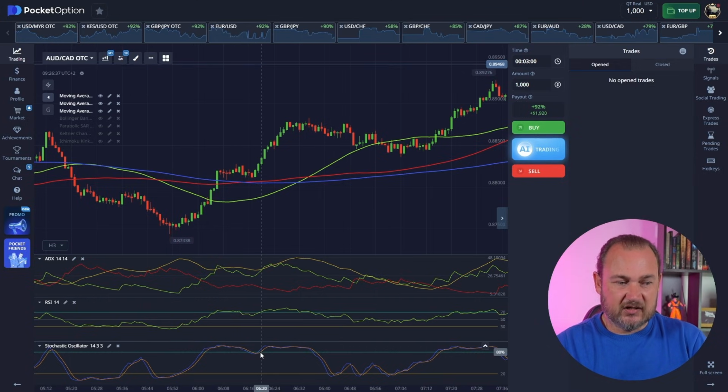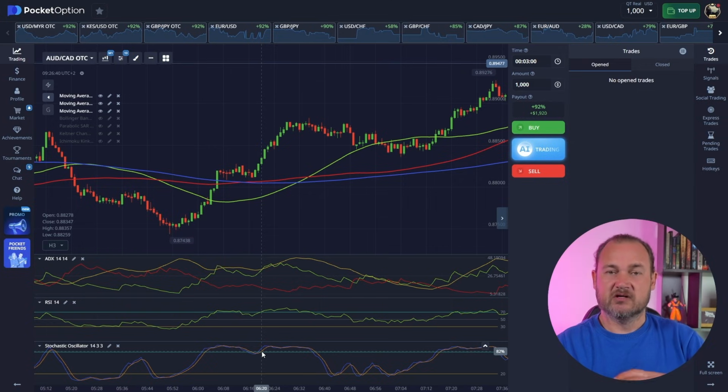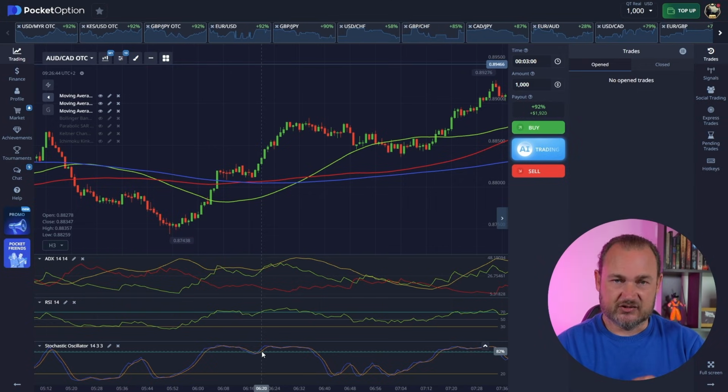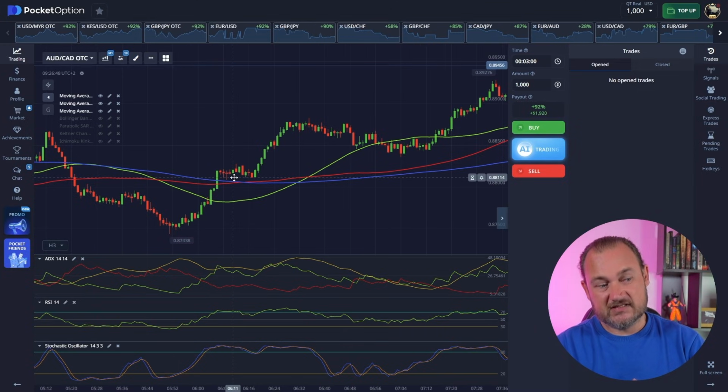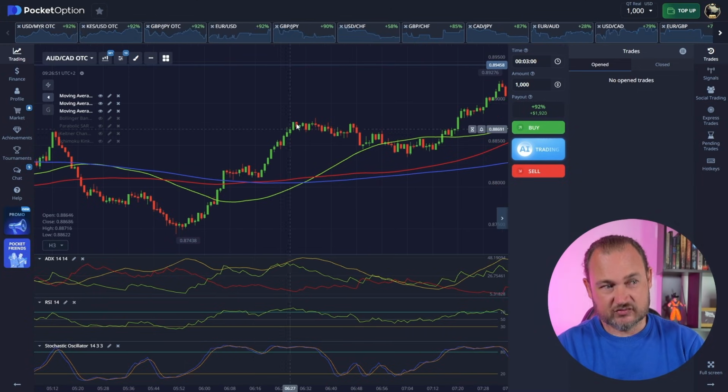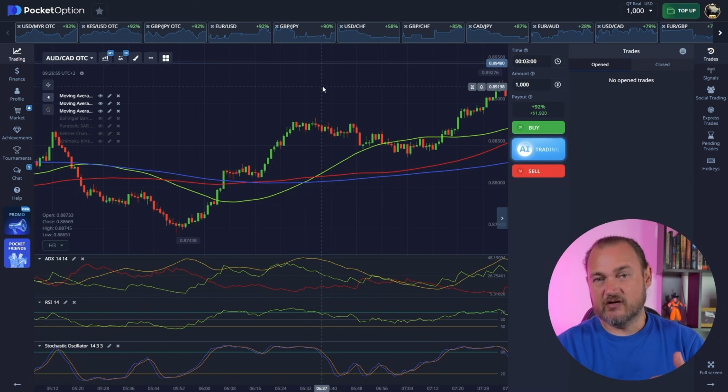So that's how I like to use the RSI and stochastic, because they are momentum indicators. They're showing me momentum. So we had bullish momentum. It slowed down for a little bit, but it continued. The momentum carried price further upwards.